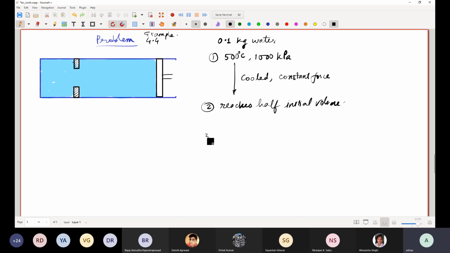Okay, then after that it is said that it cools to 25 degrees Celsius while the piston is against the stops. So it is said that at 25 degrees Celsius, no, it is not known to us whether it just reaches the stops. So all we know from the problem is it cools to 25 degrees Celsius while being on the stops.